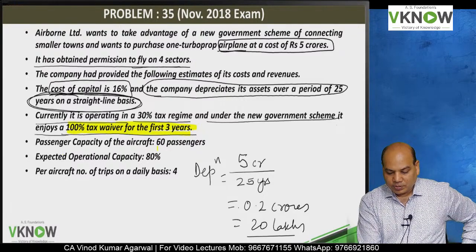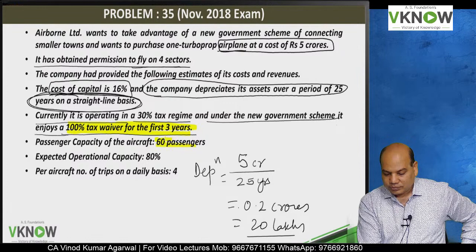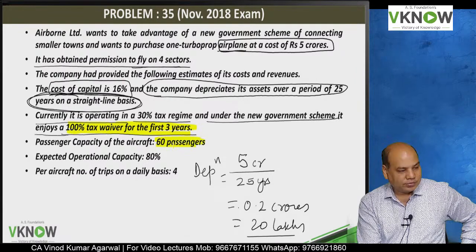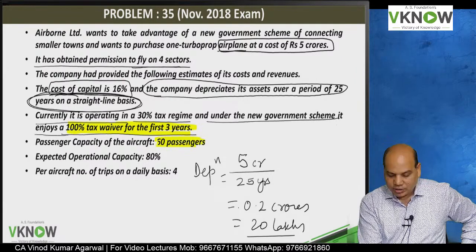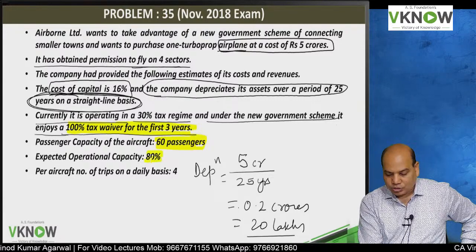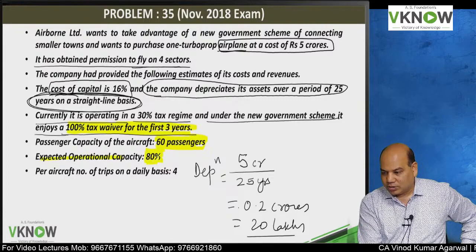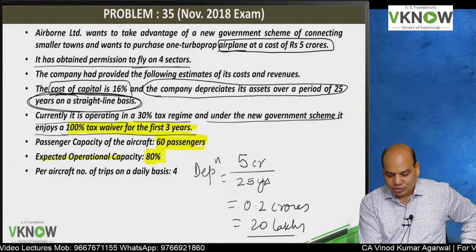Passenger capacity is 60 passengers. Small aircraft. 60 passengers means very small aircraft. But the operational capacity is going to be 80%. Expected operational 80%. So you will not get 60 passengers. You will get 60 into 80%. You will get 48 passengers only.